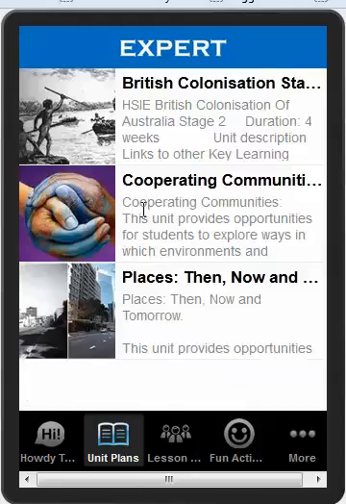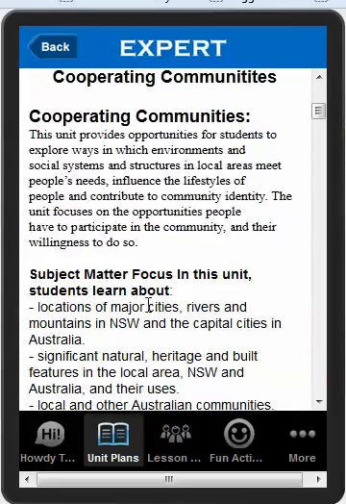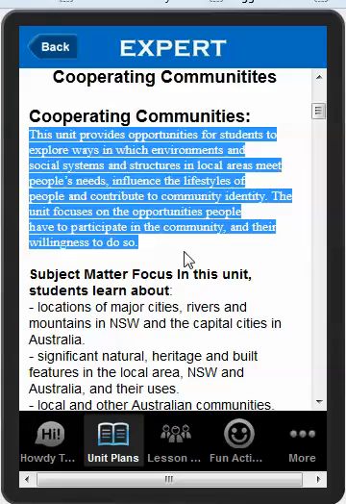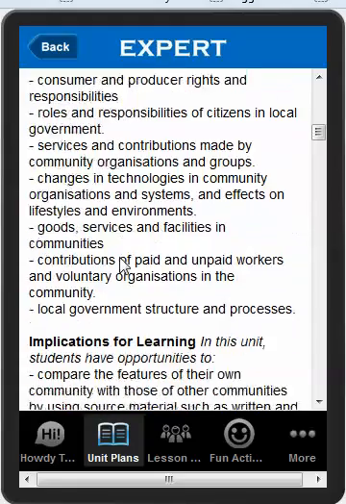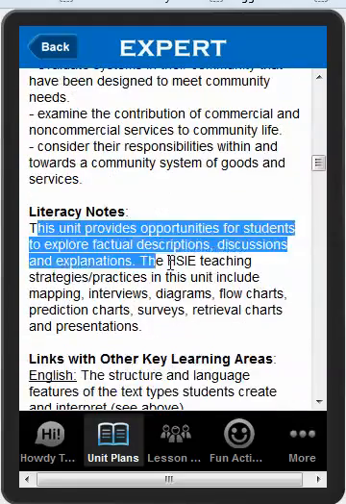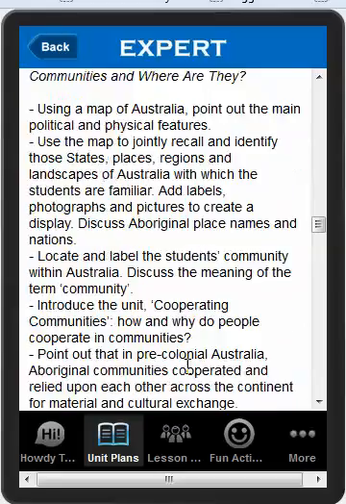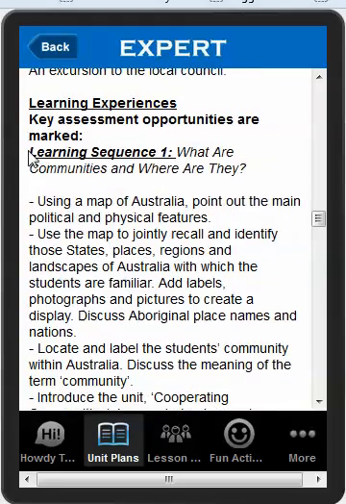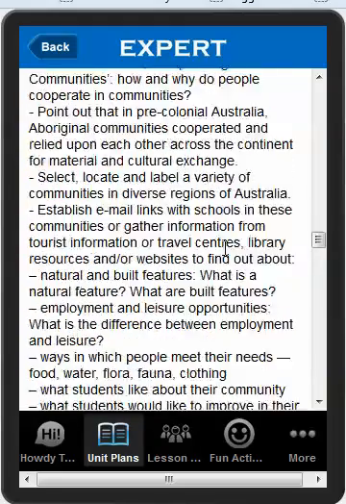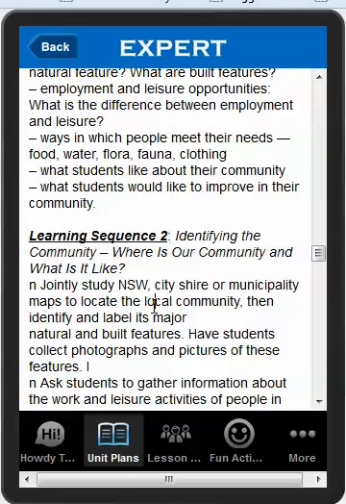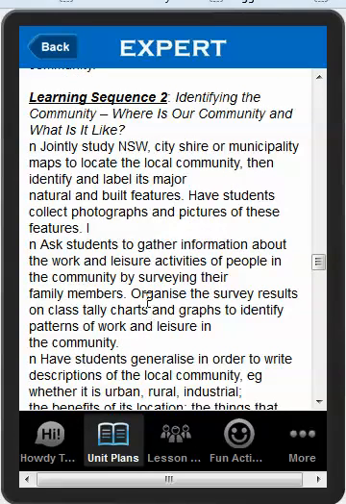So you can go back in your unit plans and you can see another one of cooperating communities. This one isn't in a table, it's a little easier to understand. So it tells you here what the unit's about. And then down here, the subjects, the implications for learning, the literacy notes, and the key learning areas. Again, technology does play a large role in this unit. And then here are the lessons that you would do. And I mean, teachers would spend a few lessons on each of these. It wouldn't just be one whole lesson.